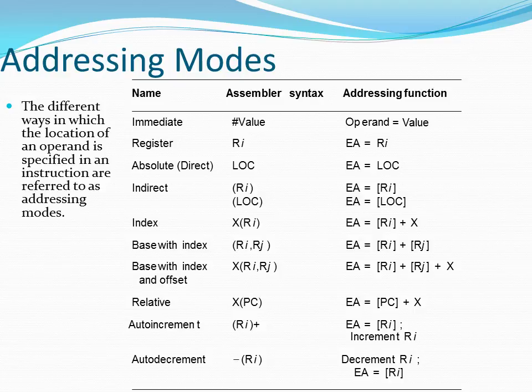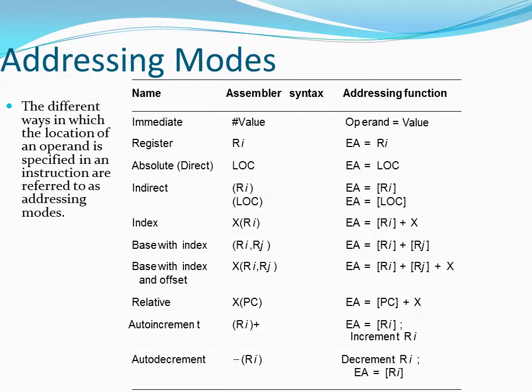And the next addressing mode is direct addressing mode. Here in the instruction we represent the name of the location. For example, LOC is the name of the memory location. Whenever we want to access the information present in a location, we write the name of the location in the instruction. Where we have the operand, in the memory location LOC, the effective address is equal to LOC. So this is the direct addressing mode.